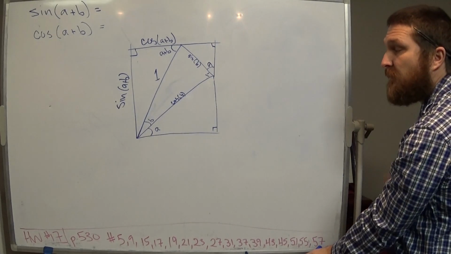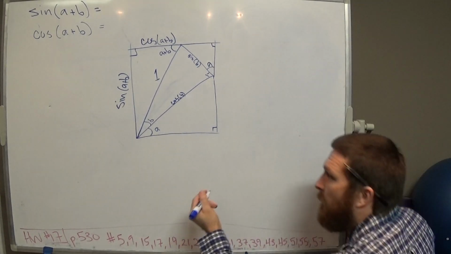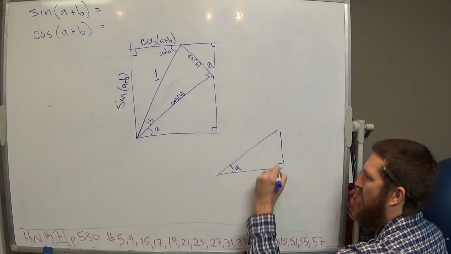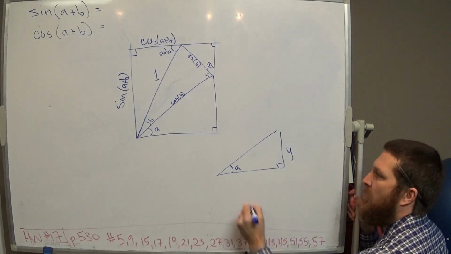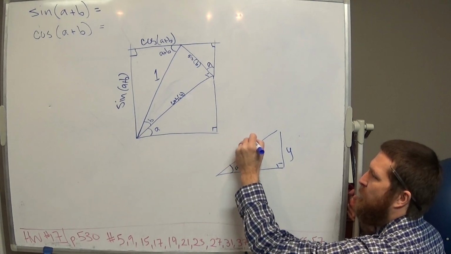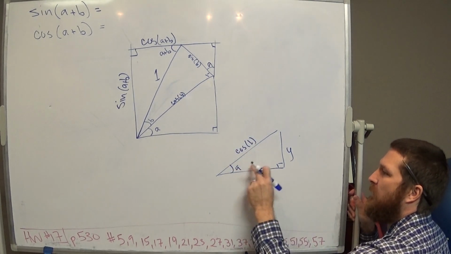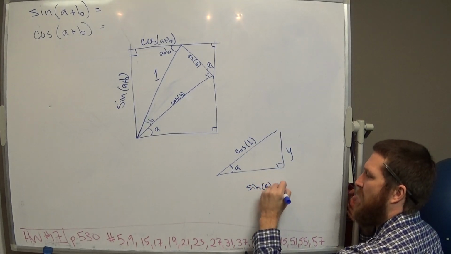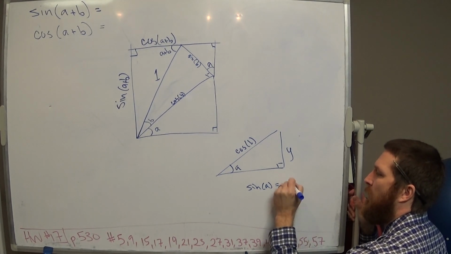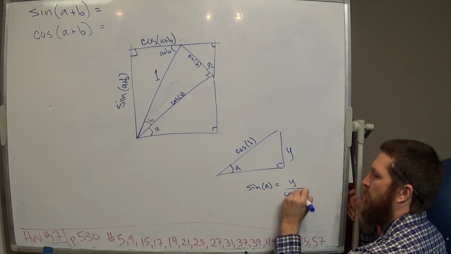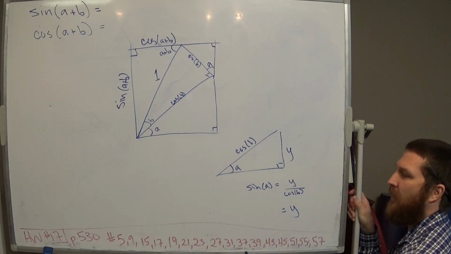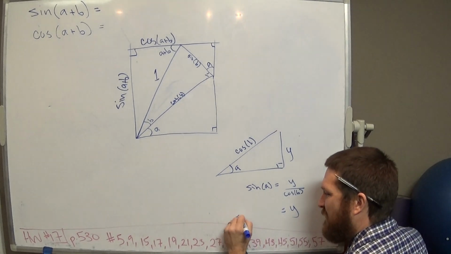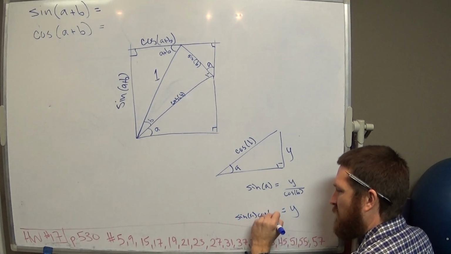Now, it'll be in terms of cosine B. Cosine B is going to show up. But let's just think about this. If that's A, and this, let's call it Y, and we know that this is cosine B, what relates these together? Which trig function? Sine of A equals what over what? Y over cosine B, which means that Y is equal to what? Cosine of B times sine of A. So we have sine A, cosine B.